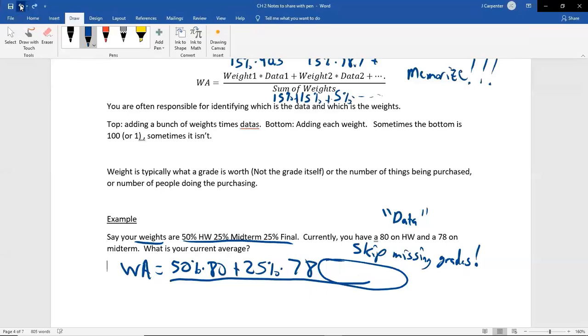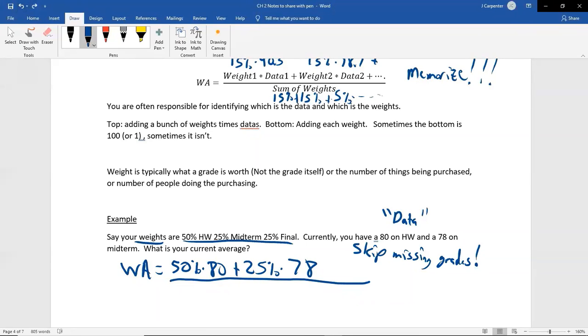It hasn't been weighed in yet. That's another important aspect of a weighted system. If something hasn't happened yet, it doesn't get weighed in. So I don't have plus 25% times, well, what grade would we have? A 0, a 5, 100? It would be a variable, and spoilers, that's what's going into the next bit, but we won't come to that yet. It's going to be a while. So weight times data, and then we stop because there's no more completed weights.